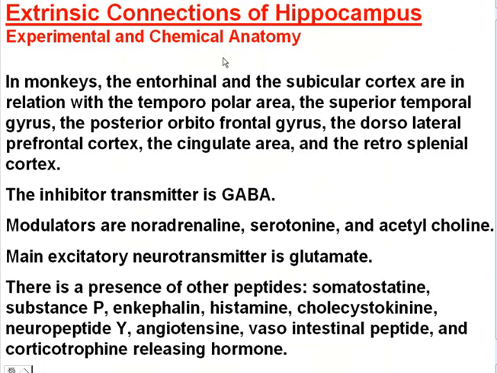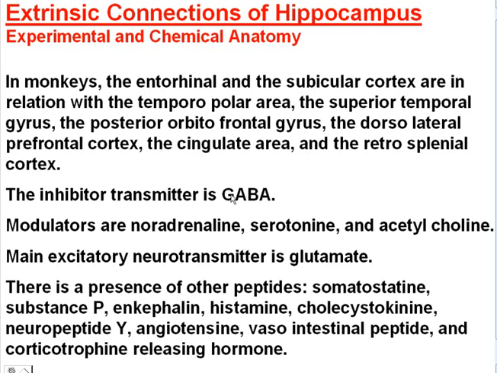Extrinsic connections of the hippocampus. In the monkeys, the entorhinal and subicular cortex are in relation with the temporal polar area, the superior temporal gyrus, the posterior orbitofrontal gyrus, the dorsolateral prefrontal cortex, the cingulate gyrus, and the retrosplenial cortex.